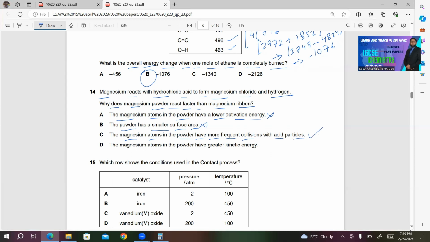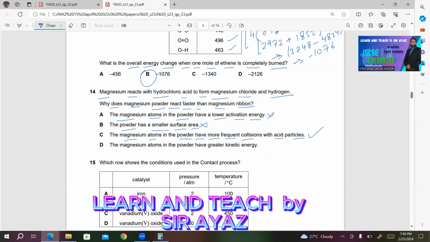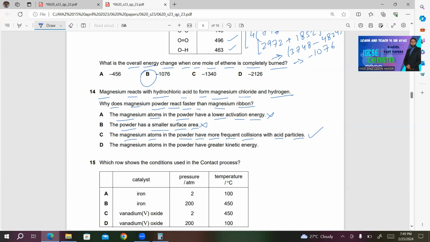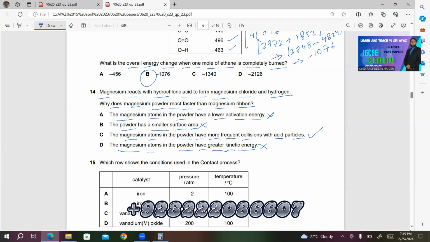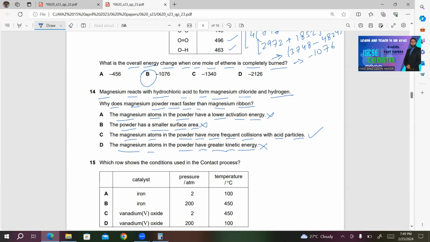This must be the right answer, because here more particles get exposed, so they will have more frequent collisions with acid particles. For your convenience, I am reading the last statement. The magnesium atoms in the powder have greater kinetic energy. This is incorrect. The particles can't have greater kinetic energy in powder form, because you have not provided any temperature or heat. So this is also incorrect. A, B, and D are incorrect. C will be the right answer for this question.